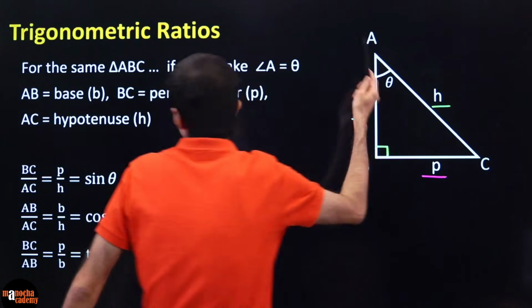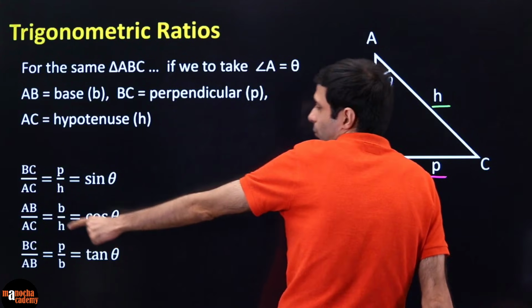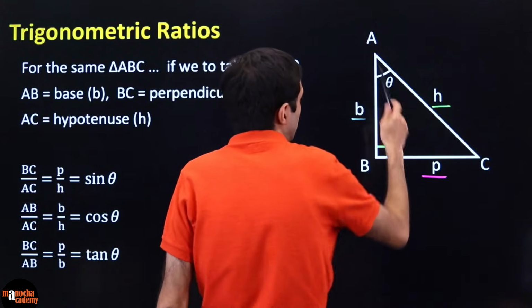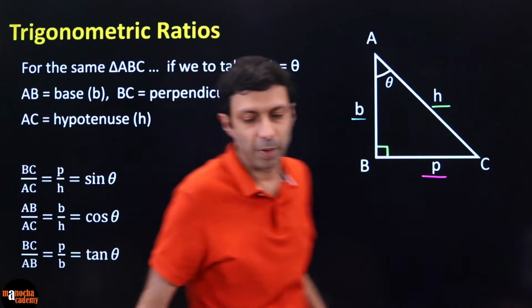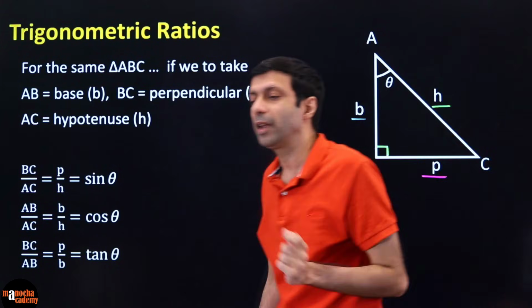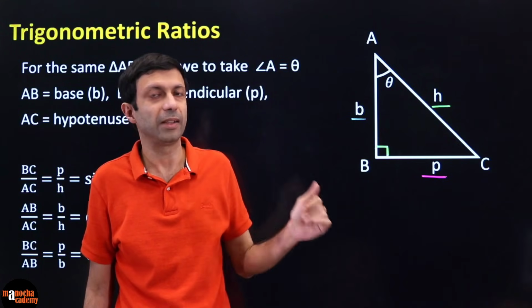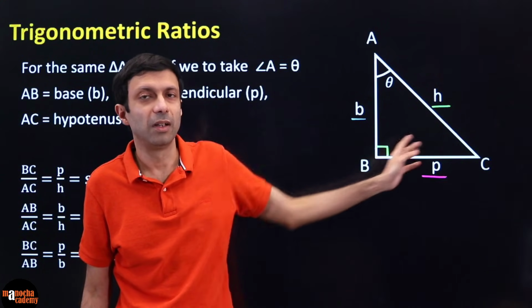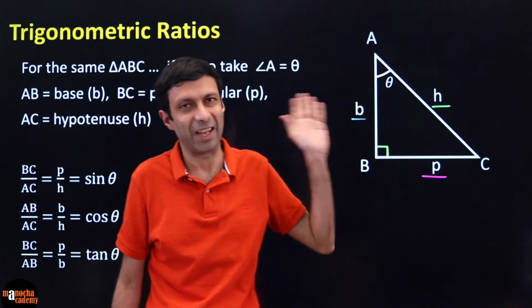So it's BC by AC this time. Cos theta, please see, it is base by hypotenuse, AB by AC. Can you see? AB by AC. And tan theta will be perpendicular by base, which is BC by AB. So this is very, very important that if you are given some tricky question like this, make sure you're looking at the theta, because theta may not be down here. The base could be right here, 90 and theta. Okay. So take care of that.